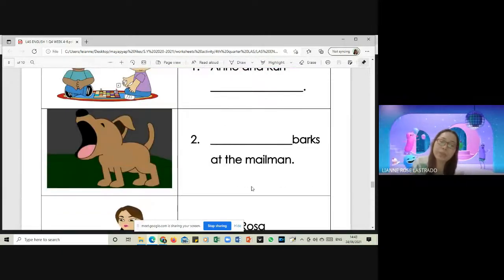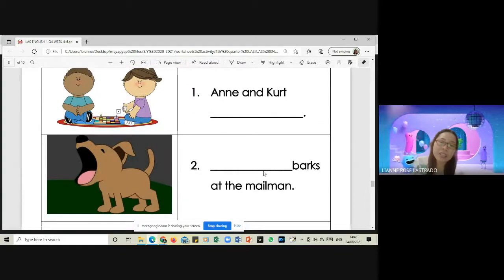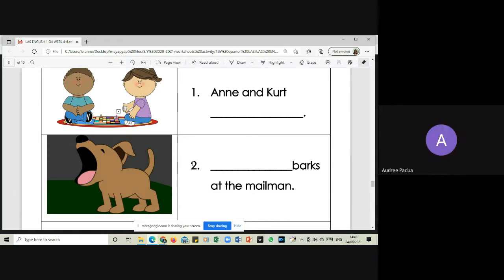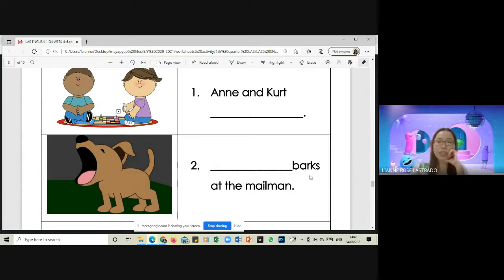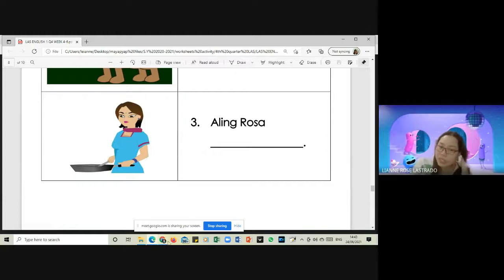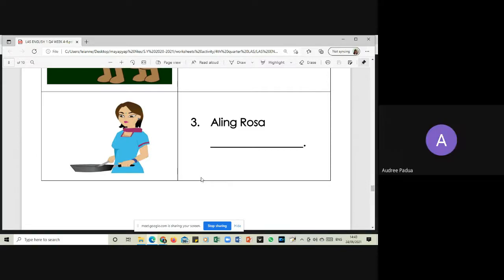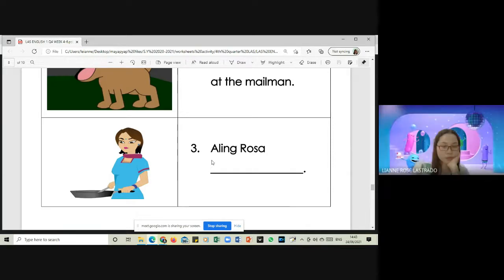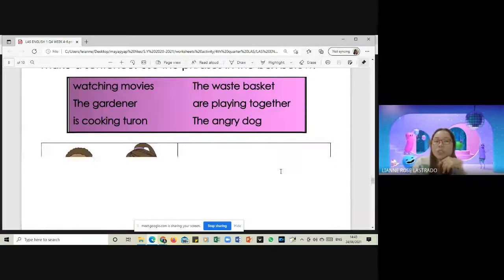Number two, blank barks at the mailman. What's the correct answer here for number two? Red? The angry dog. Okay, the angry dog barks at the mailman. That's correct. Number three, Millicent Zoe, what is the correct answer here for number three? Cook turon. Okay, Aling Rosa is cooking turon.